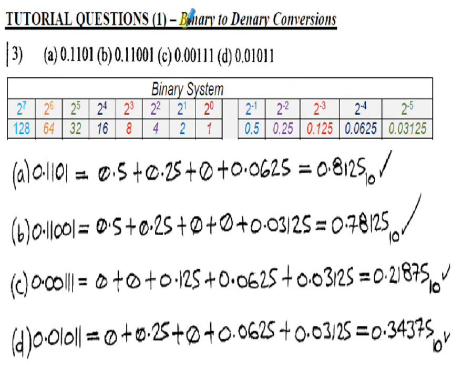Tutorial questions, binary to denary conversions continued. Question 3, we're given the binary number in part A of 0.1101. So from the column heading format, we will get to the right of the decimal point 1101. So we'll add up 0.5 plus 0.25 plus 0.0625 to give us 0.8125 in base 10. Again, I'll let you look at parts B, C and D in a similar way.